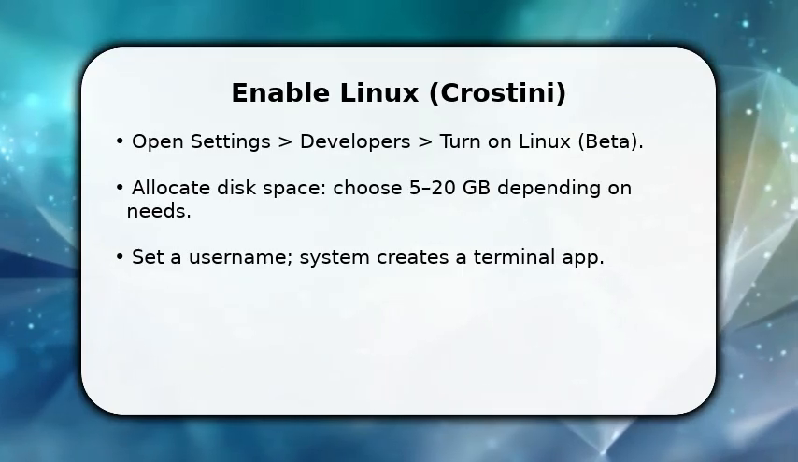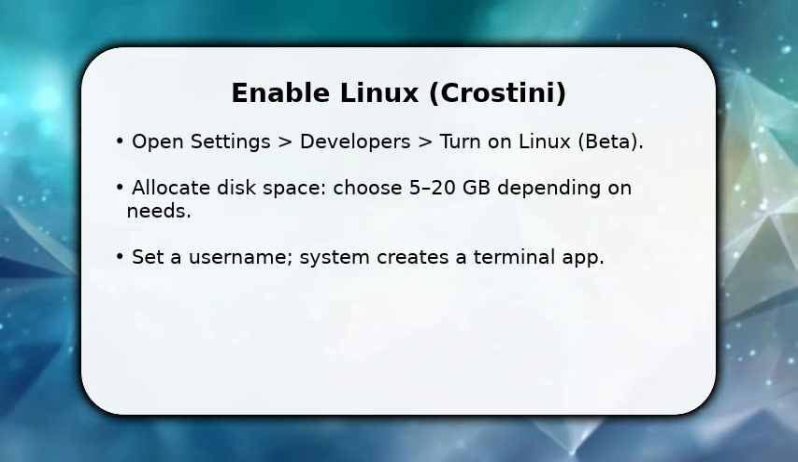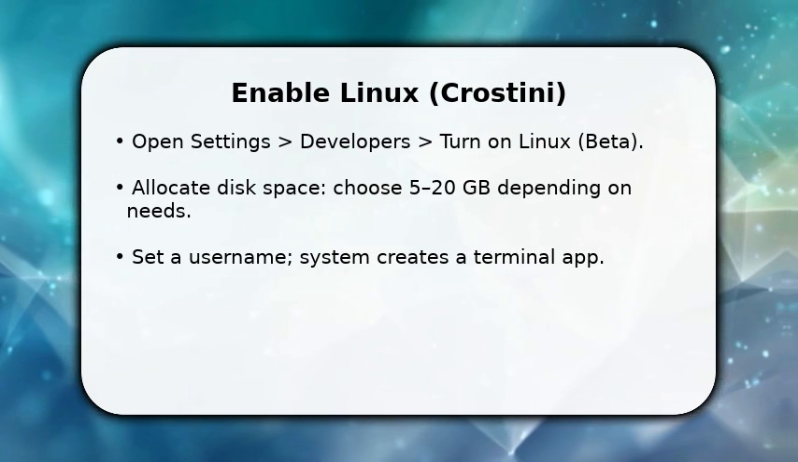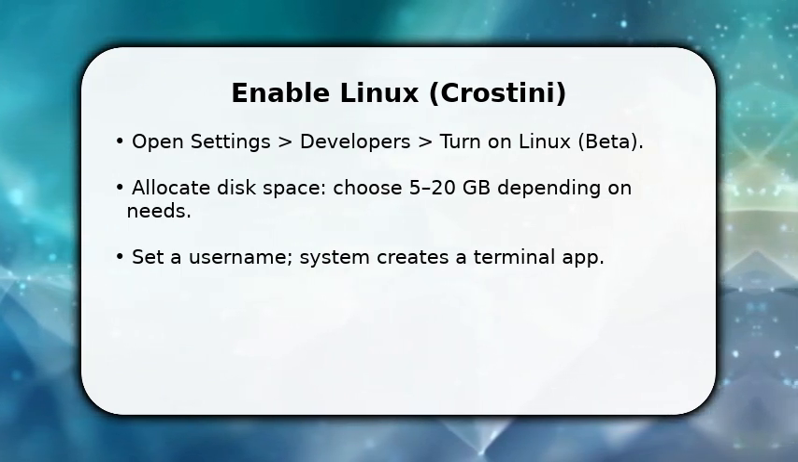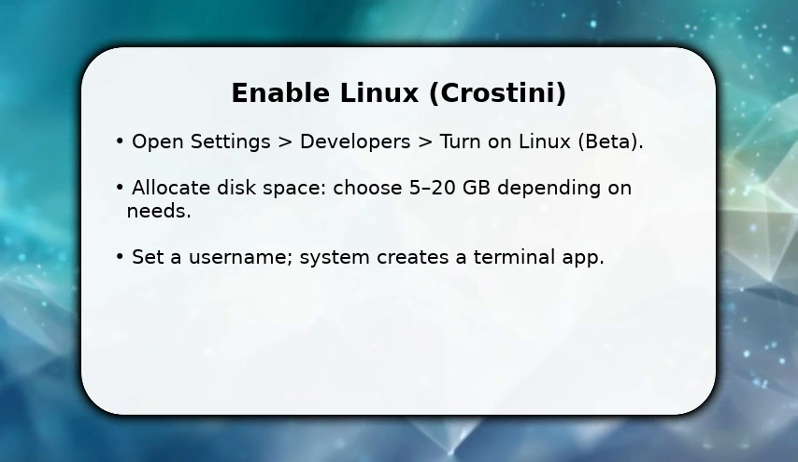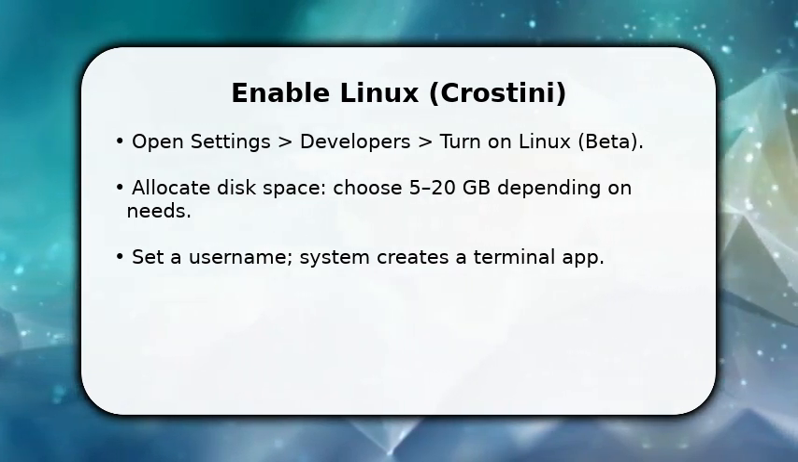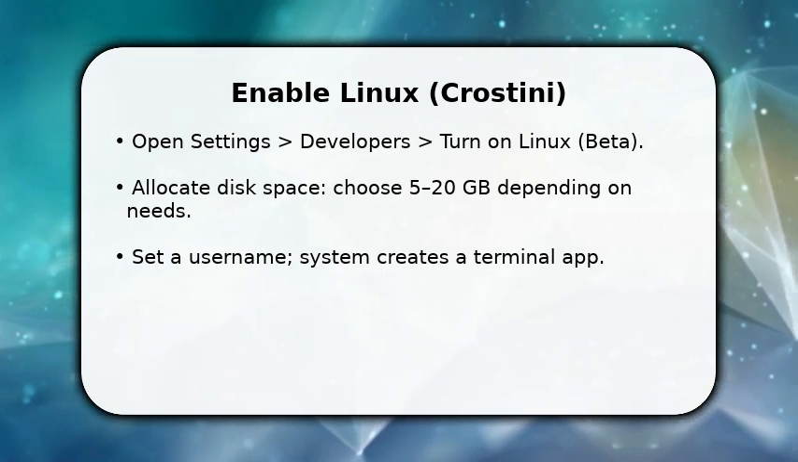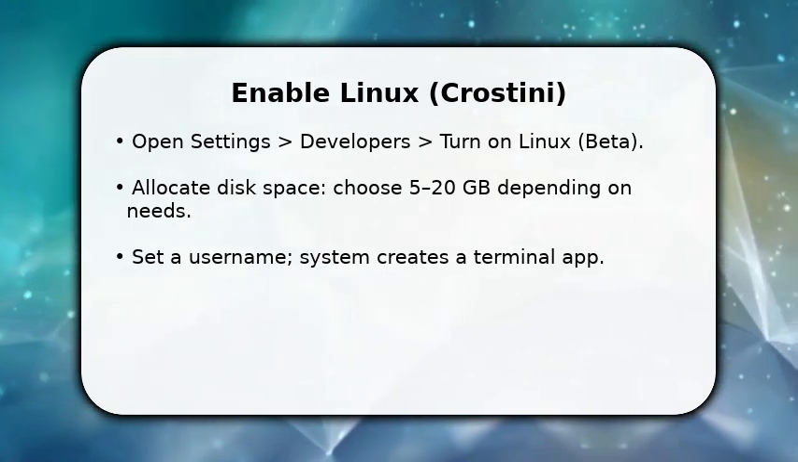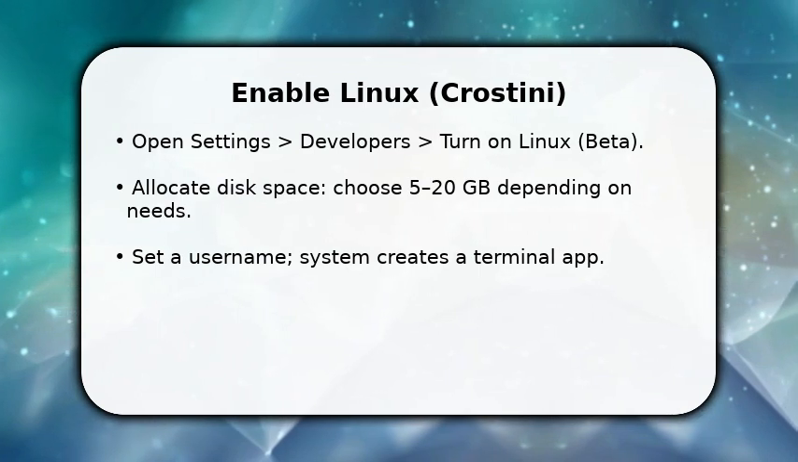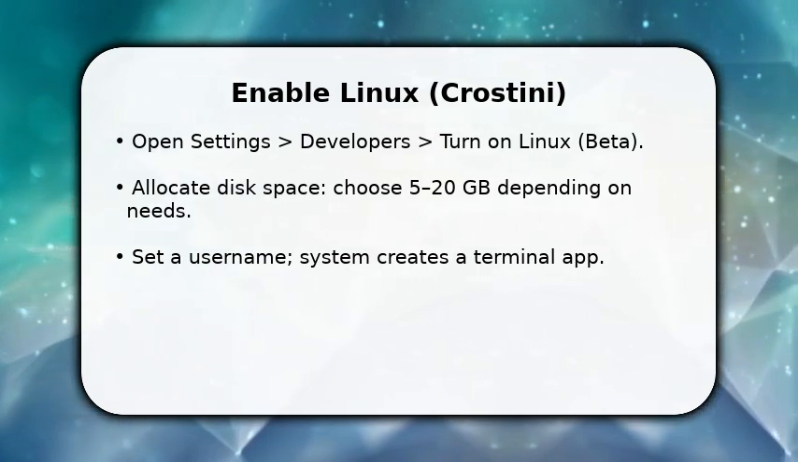You start by turning on Linux on your Chromebook because that gives you the terminal and package manager. Open Settings, go to Developers, and enable Linux Beta. When prompted, pick a username and allocate disk space. I recommend 5 to 20 gigabytes for typical use. Once done, the terminal app appears in your launcher. You now have a Debian container with apt available. This is your Linux environment where you'll install tools and run commands.